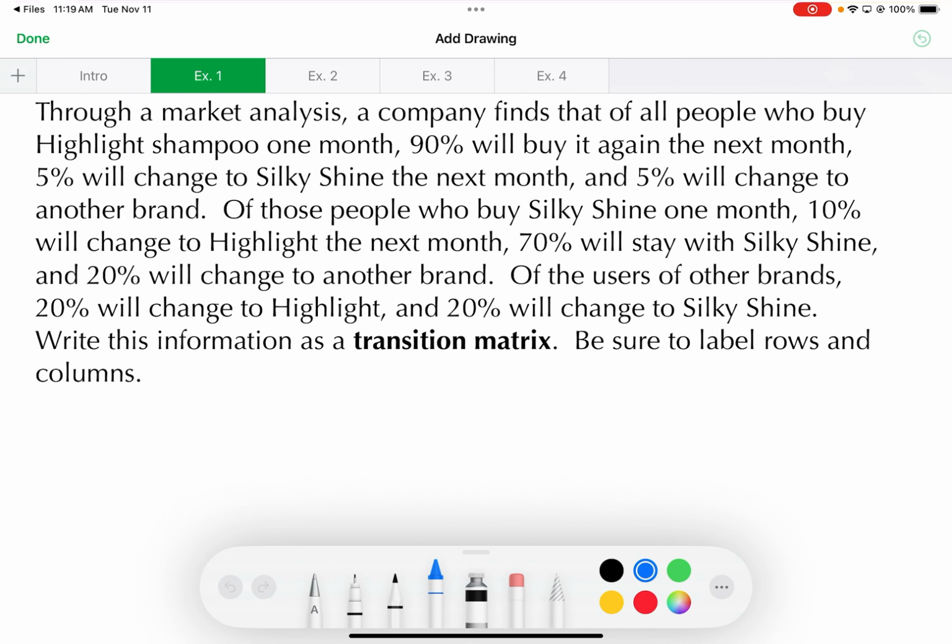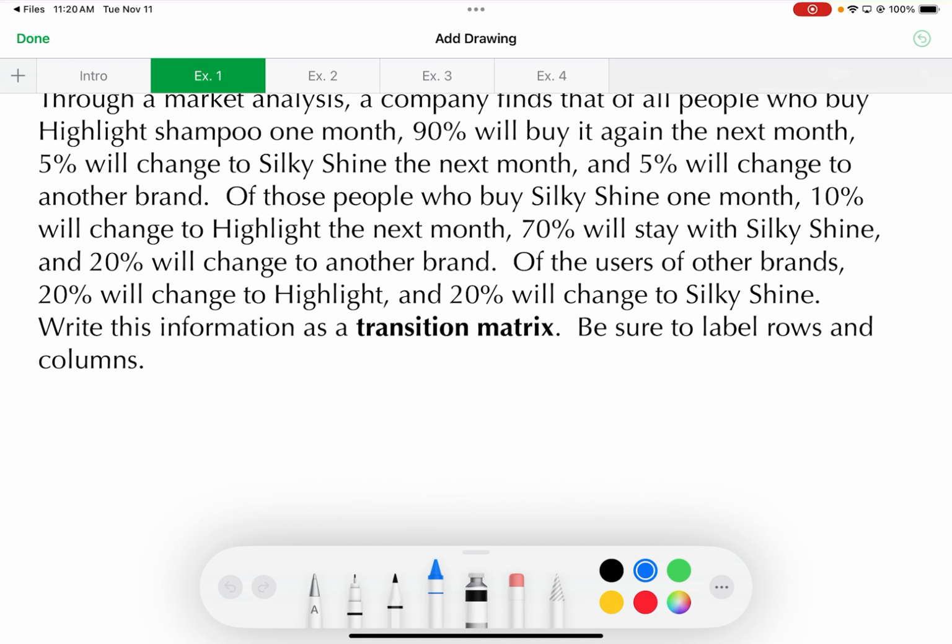That makes 100%, right? Of those people who buy the Silky Shine 1 month, 10% are changing to Highlight next month, 70% will stay with the Silky Shine, and 20% will change to another brand. And then of the users of the other brands, 20% will change to Highlight, 20% will change to Silky. All right, so we want to write this information as a transition matrix and label our rows and columns.